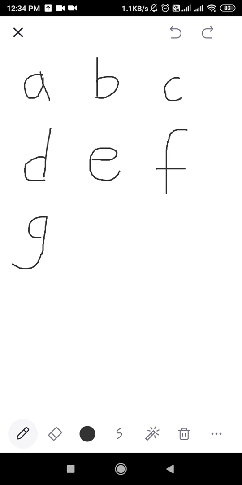Then next letter H. To write the letter H, you have to draw one standing line and then draw this smaller portion. Okay, so it's our letter H. H for horse, H for ham. Then next letter I. Just make a smaller standing line and one dot. Okay, so it's our letter I. Then I for ice cream.